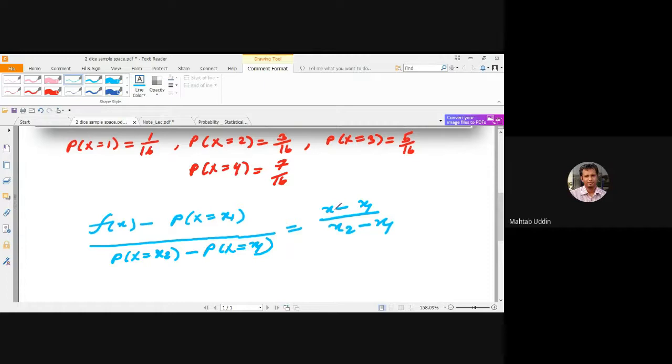This is the minus formula. p at x equal to small x1. Actually, they are small. These inputs are always small. Okay.